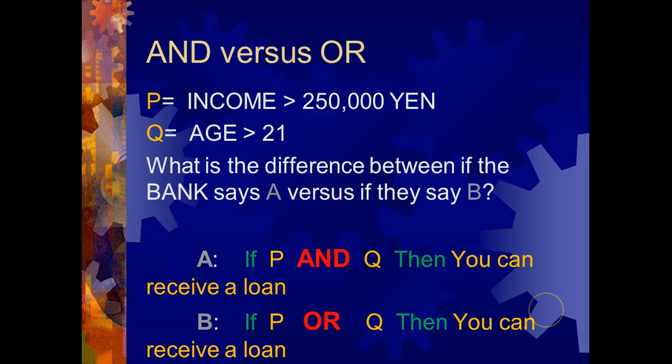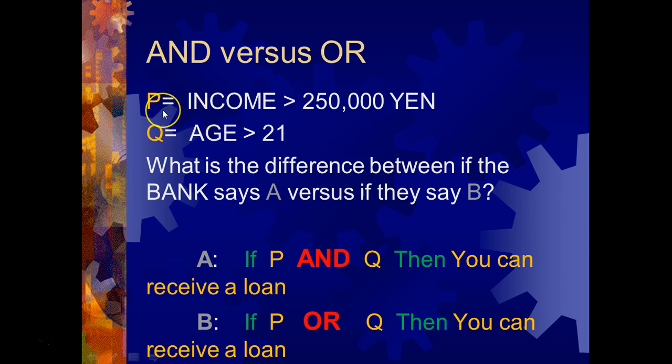Okay, so the next thing we want to do is to discuss the words "and" and "or." And of course, you know the meaning of these words, but in programming, we need to consider them carefully, especially in this situation as I'm going to describe.